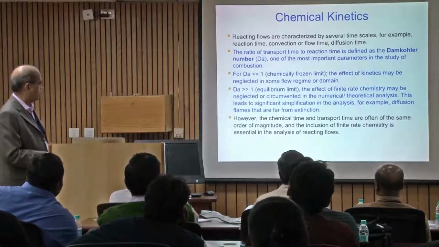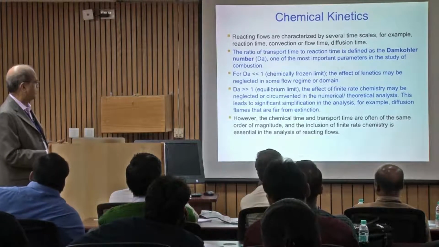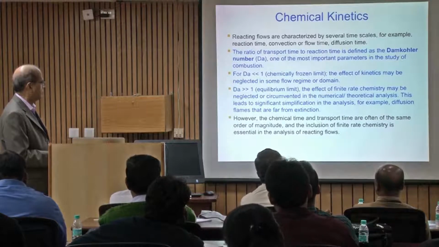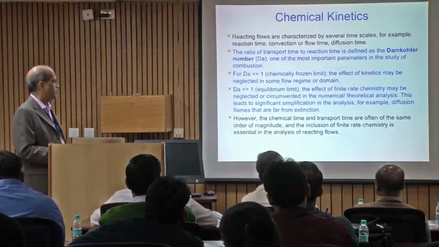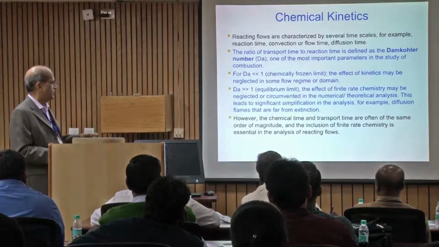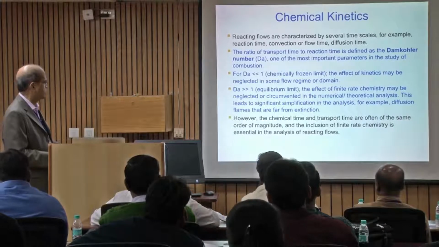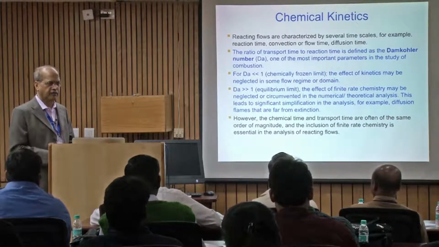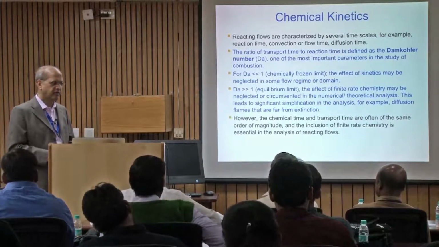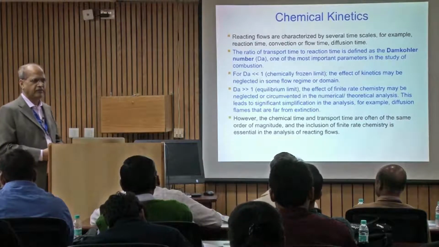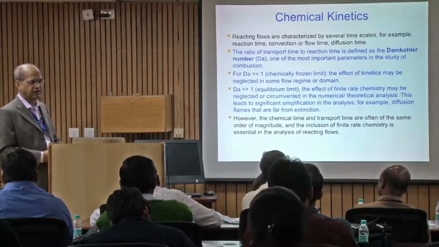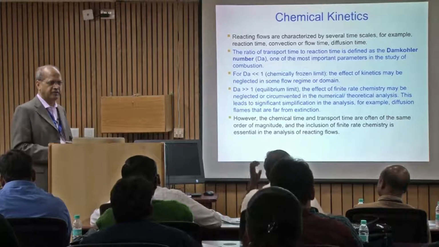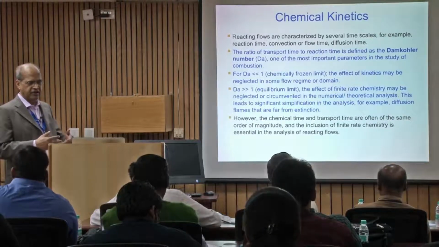In terms of analyzing combustion or flames, we have to be aware that in a reacting flow there are several time scales: reaction time, convection time or flow time, sometimes called residence time, and then the other part of transport, the diffusion time. A little bit later, in sets 4 and 5, we'll talk about the diffusion process in detail. The Damköhler number is one of the most important parameters in analyzing flames. You can say it is like the Reynolds number in flows, or the Prandtl number when you consider convective heat transfer. Like other dimensionless numbers, it can be defined as a ratio of two characteristic times.